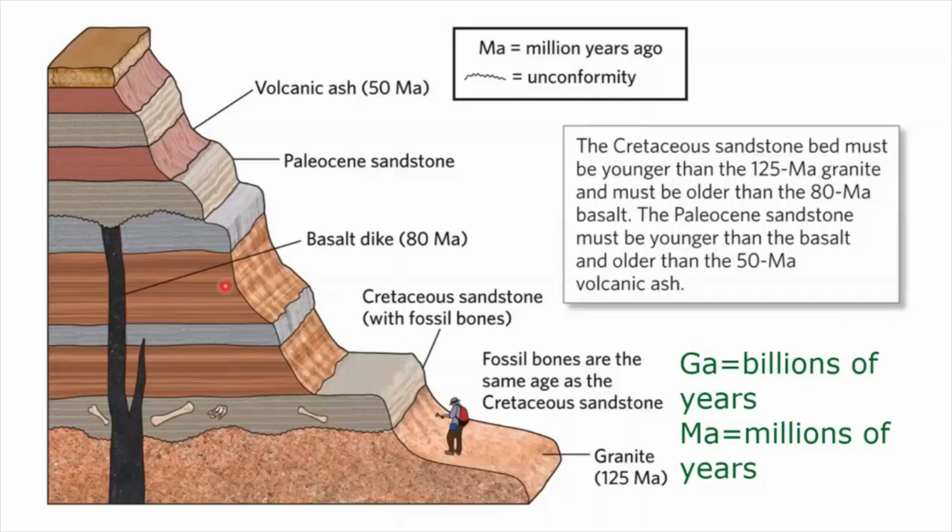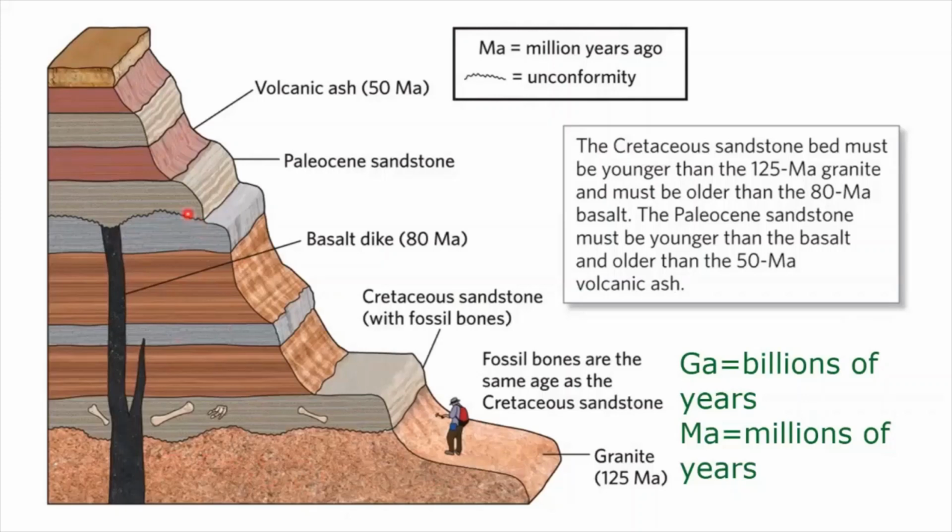So we know that these sedimentary layers right here are anywhere between 125 million years to 80 million years old. So that's how you basically use those relative age rules to constrain the age of those sedimentary rocks. You constrain them by the bounding units.